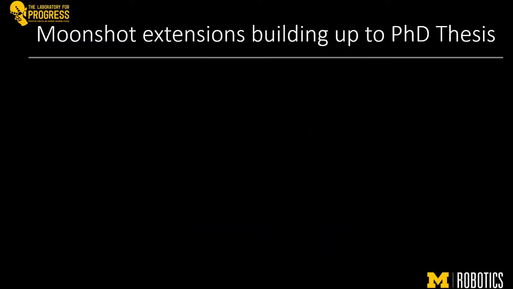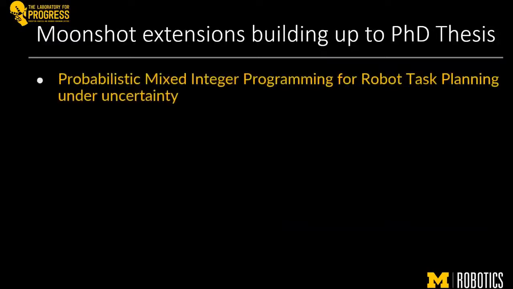So that's it. This is the last part of my talk: moonshot ideas I've been working on, which will hopefully build up to my PhD thesis. The first idea is probably what Chad was thinking about earlier in this talk. We are making a lot of assumptions about full observability, that we know all the symbolic fluents, but in the real world there's lots of partial observability, and you have to have a way of representing uncertainty when performing task planning.